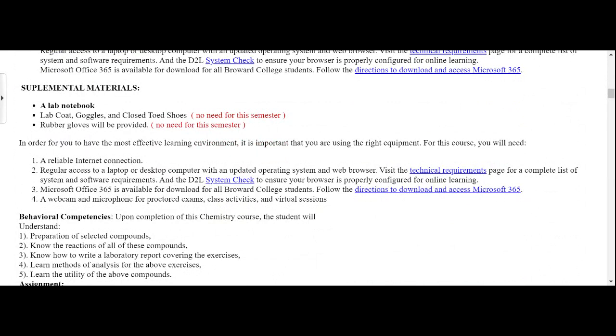Lab coats and the rubber gloves, all that, no need for this semester. The way that we are conducting, as I expressed in my welcome announcement, we will have Blackboard Collaborate live meetings during the beginning of your class. Then I will dismiss the class. Students at that point are going to watch the video. It's a recorded video. I performed experiments in the lab, and you will watch and you will see that.